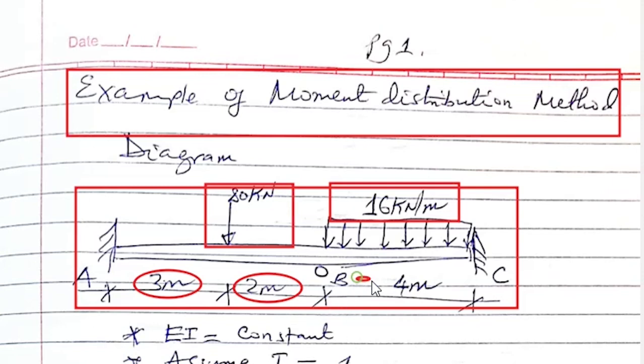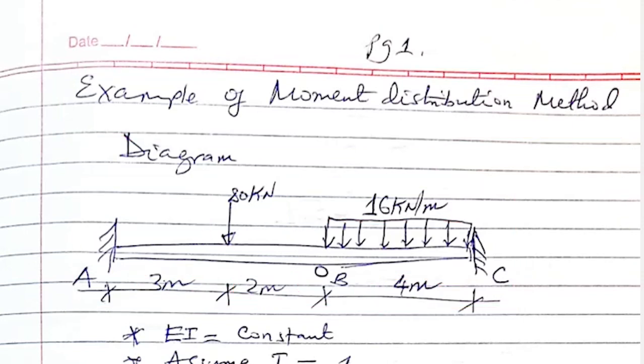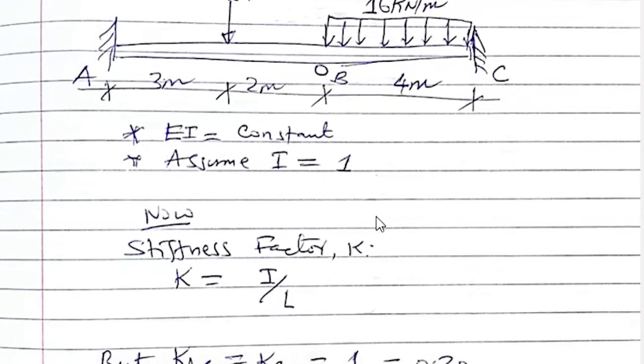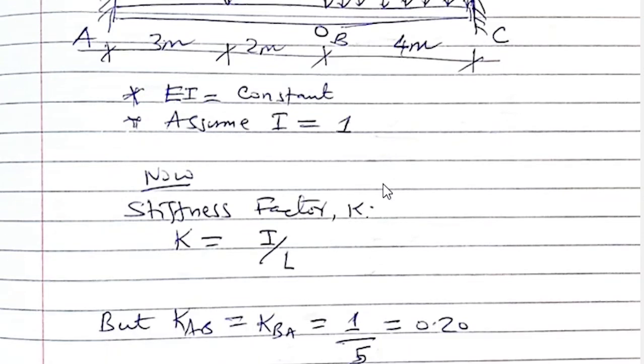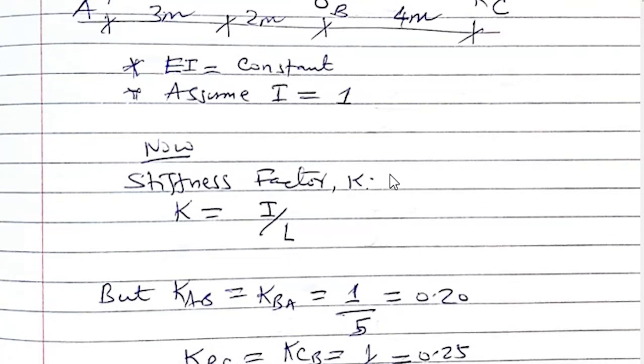Also from support B to C is about 4 meter. Now on loading, we assume EI as a constant. Also, once we assume I as a unit factor, now let's consider the moment distribution method as follows.